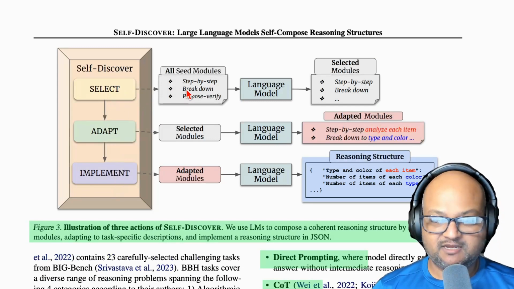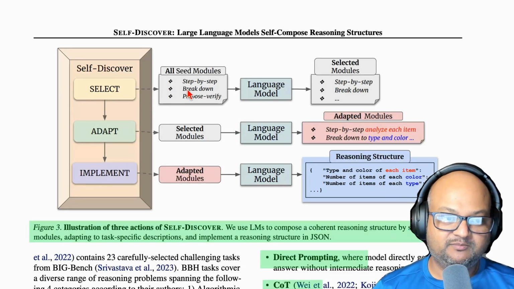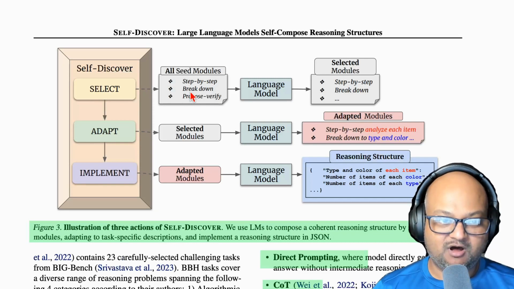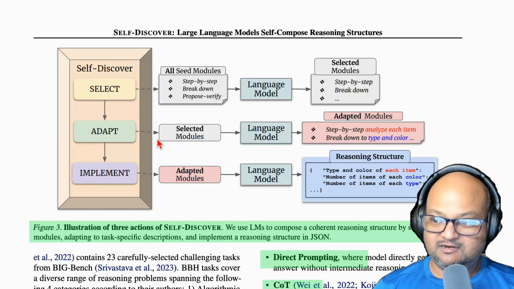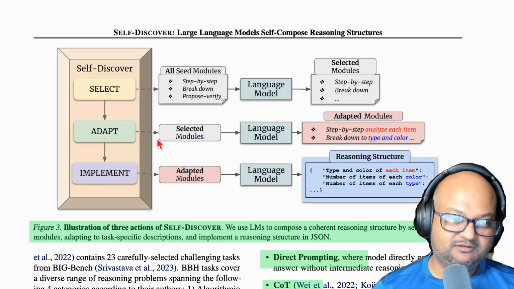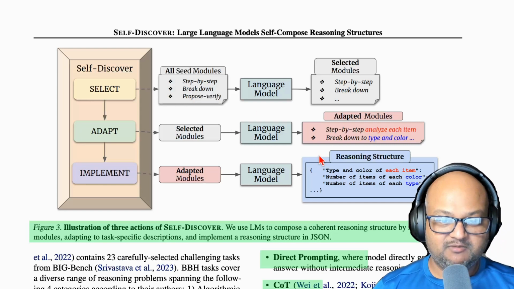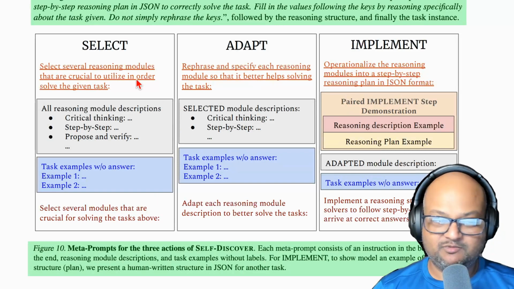Now, zooming in one more level of detail, the way self-discovery works is in 3 discrete steps. In the very first step, you select from your menu of prompting patterns or your seed modules to pick the ones that work best for the given problem at hand. You then adapt it more specifically to the problem, and finally you come out with a reasoning structure prompt that's the implementation phase. Here are those meta prompts in a bit more detail.